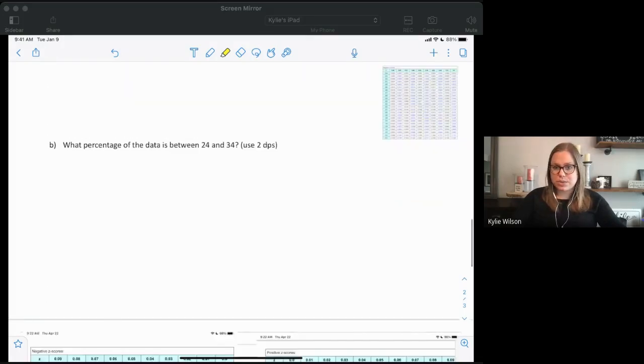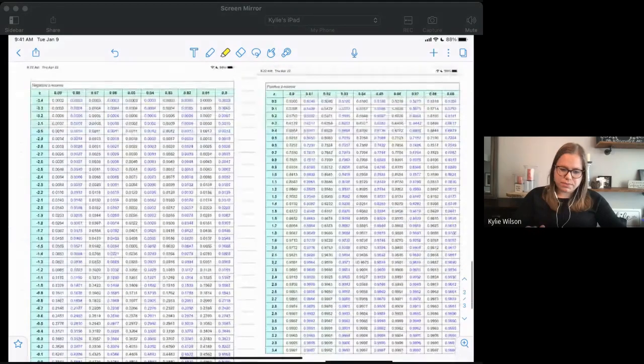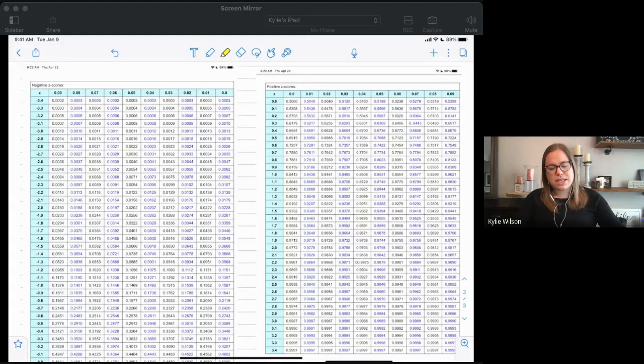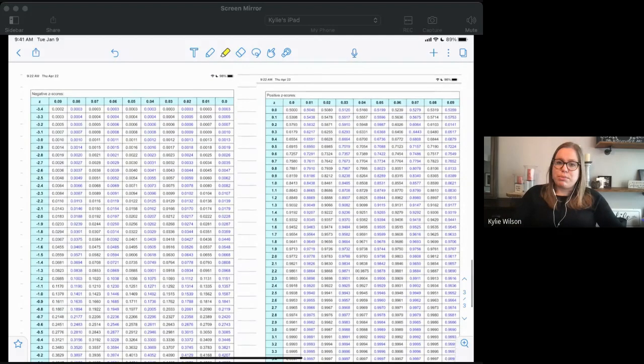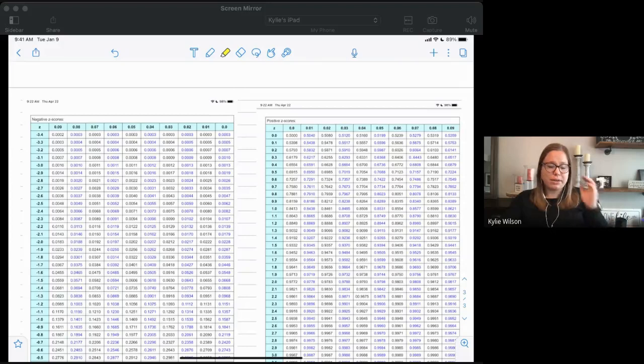Now, the table can be found under our normal distribution lesson on Classroom. It looks like this. There's 2 pages to it. One is for positive z-scores, so when my data point is above the mean, and the other one is for negative z-scores when my data point is below the mean. Now, I've just copied and pasted them here into Notability, just so I can write on them. But definitely make sure you have them on hand, ready to go and look at.